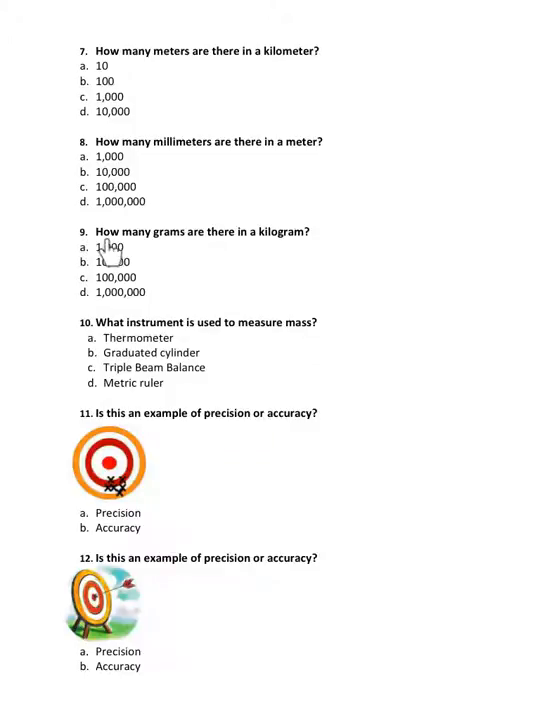Number 9, how many grams are there in a kilogram? A, 1,000, B, 10,000, C, 100,000, D, 1 million.